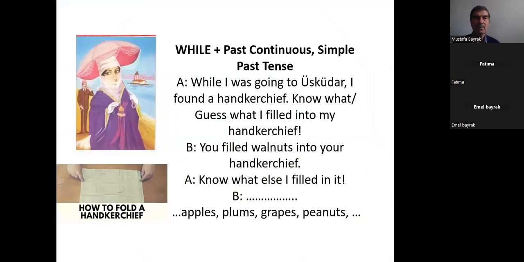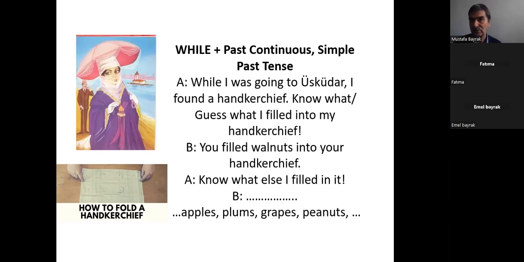Issued, yes. How to fold a handkerchief. Folding origami, for example. A nice free time activity for children. Folding origami. Okay, how to fold the handkerchief?